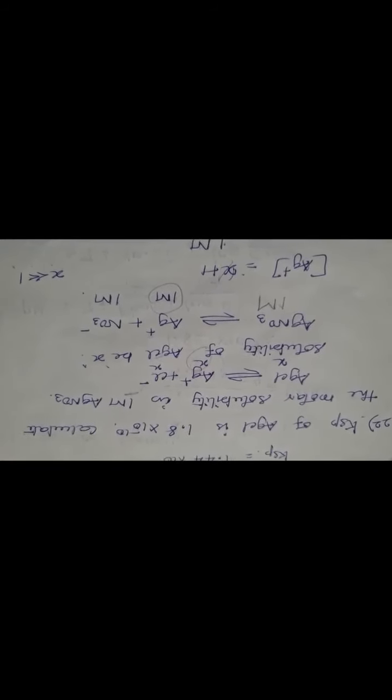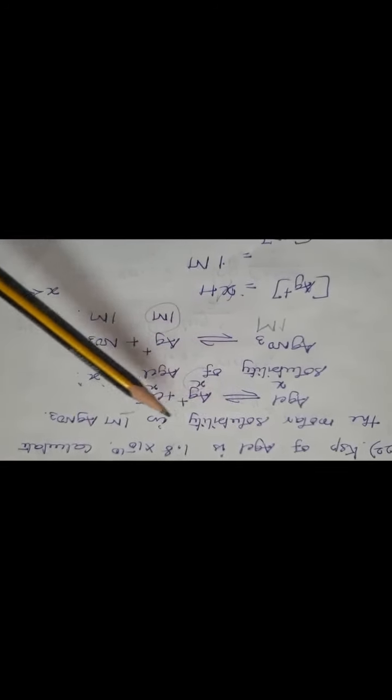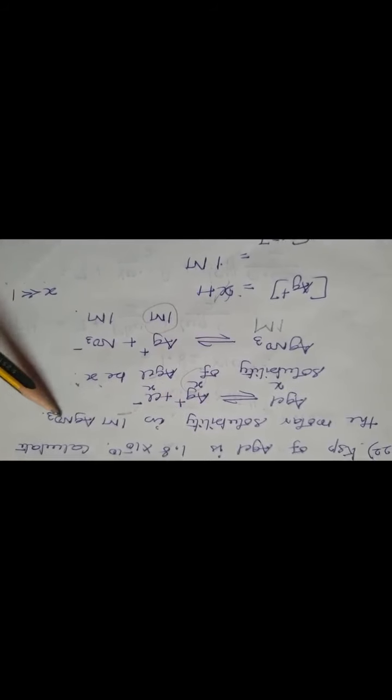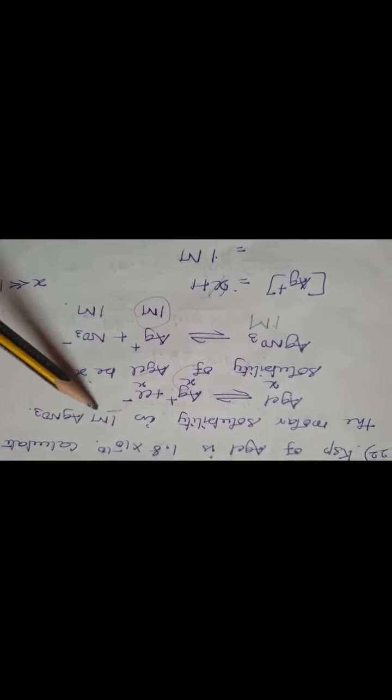Problem number 22. Ksp of AgCl is 1.8 into 10 power minus 10. Calculate the molar solubility in 1 molar AgNO3. So what is given? The solubility product of AgCl is given as 1.8 into 10 power minus 10. Calculate the molar solubility in 1 molar AgNO3, silver nitrate.